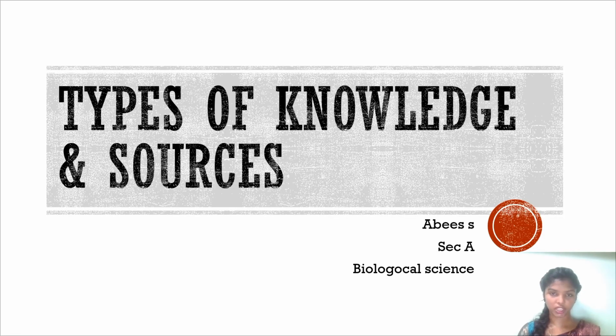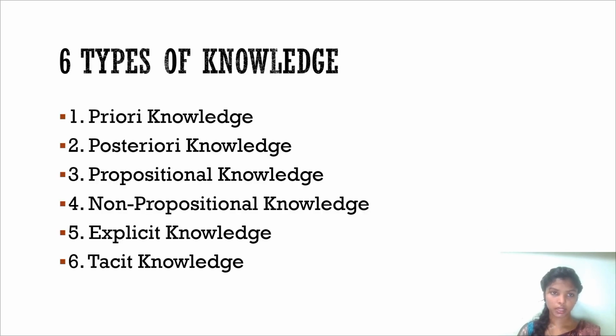Good morning. Today we are going to see about types of knowledge and sources. There are six types of knowledge. They are a priori knowledge, a posteriori knowledge, propositional knowledge, non-propositional knowledge, explicit knowledge, and tacit knowledge.